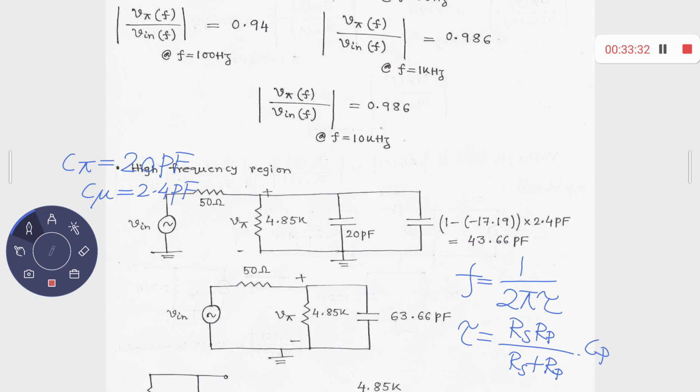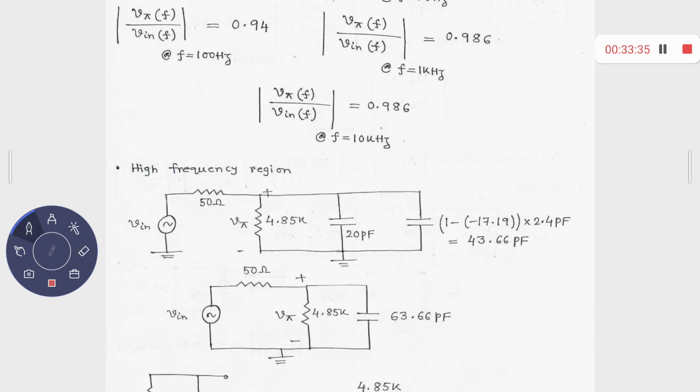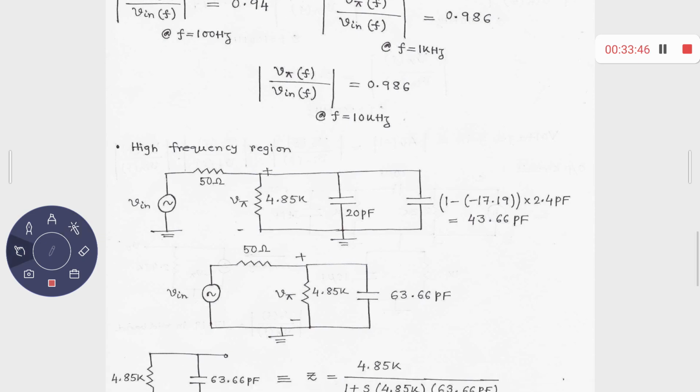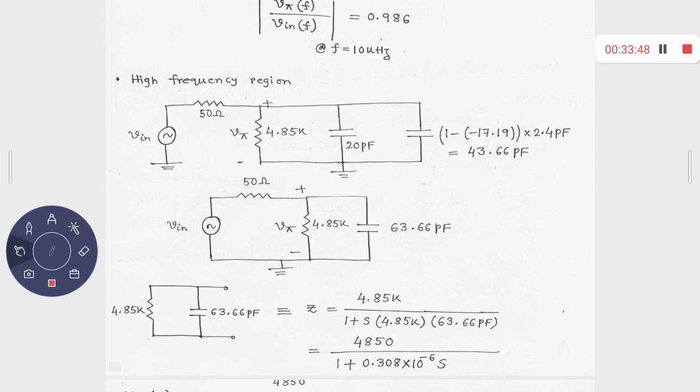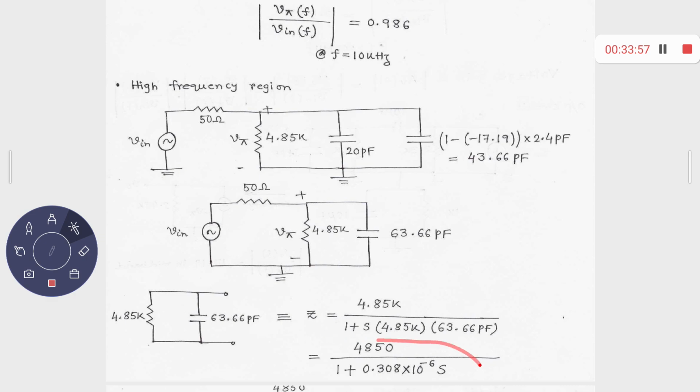So once I get this particular circuit, I have to once again apply KCL and KVL, and find out the relation between V in and V pi. The same thing that we have done for the low frequency region. So what is that? Once again, this 4.85, 63.66 picofarad parallel. You find out this capacity impedance. It is coming out to be 4850 upon 1 plus 0.308 into 6s. That is the equivalent impedance Z.